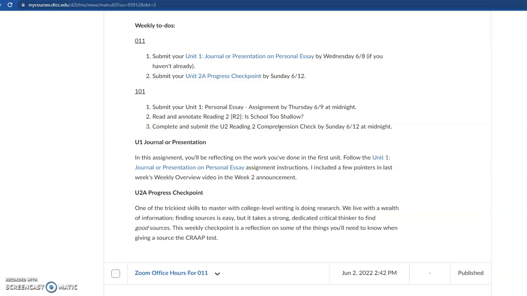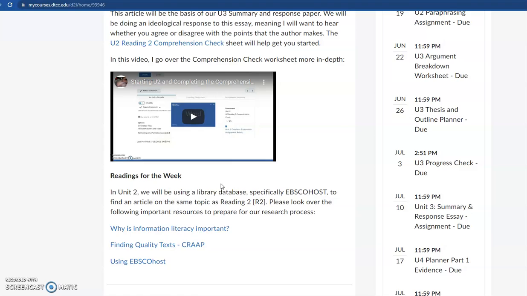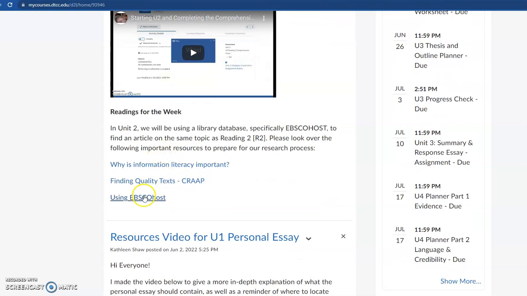So in 101, and I'm actually going to show you our 101 class, in the 101 announcement, there's a couple things that I've asked you to read. Everybody's going to be reading about information literacy and about finding quality texts and about using EBSCOhost. EBSCOhost is the system that we use, the database that we use in order to find resources.